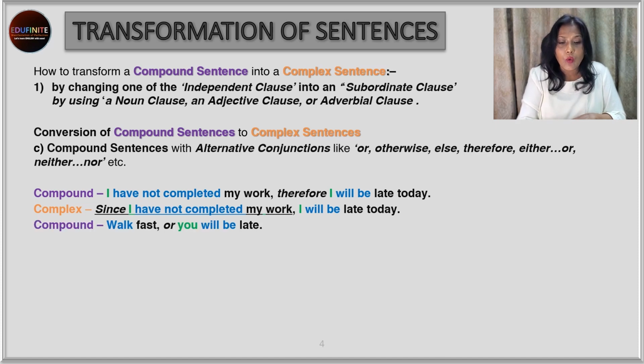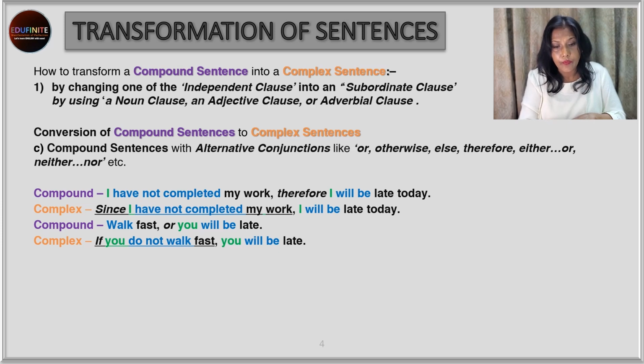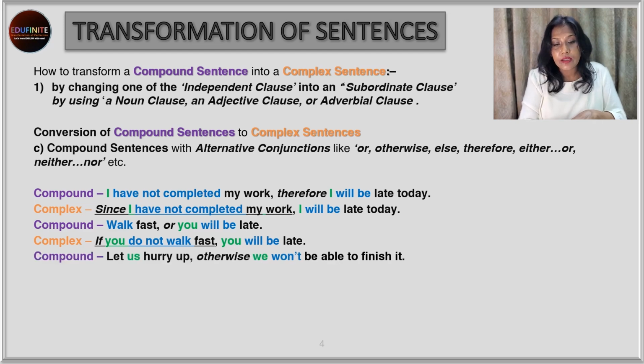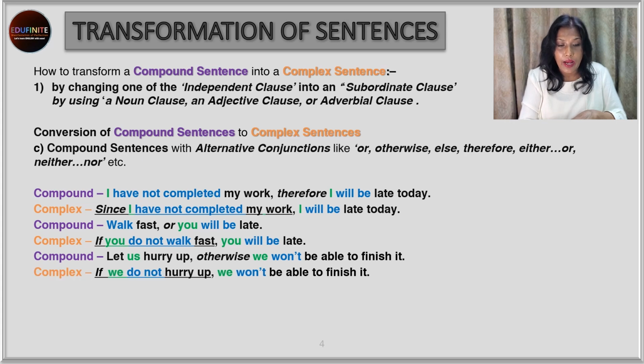The next one, walk fast or you will be late. So here again, how do we change this? We use the subordinating conjunction if. If you do not walk fast, you will be late. So this is how we are changing the compound sentence into a complex sentence. The next one, let us hurry up, otherwise we won't be able to finish it. So this we write as if we do not hurry up, we won't be able to finish it.